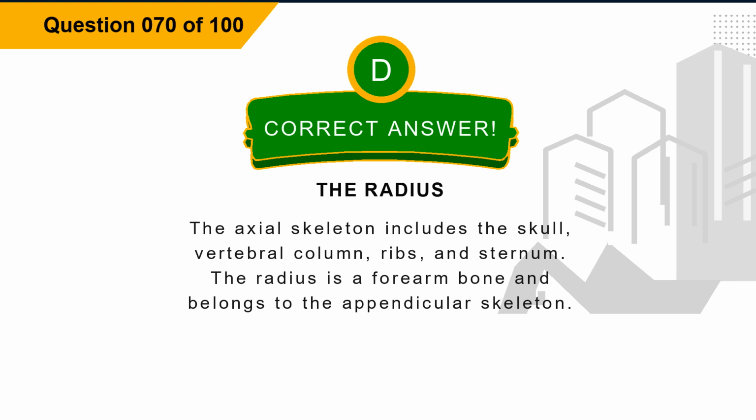The radius. Explanation. The axial skeleton includes the skull, vertebral column, ribs, and sternum. The radius is a forearm bone and belongs to the appendicular skeleton.